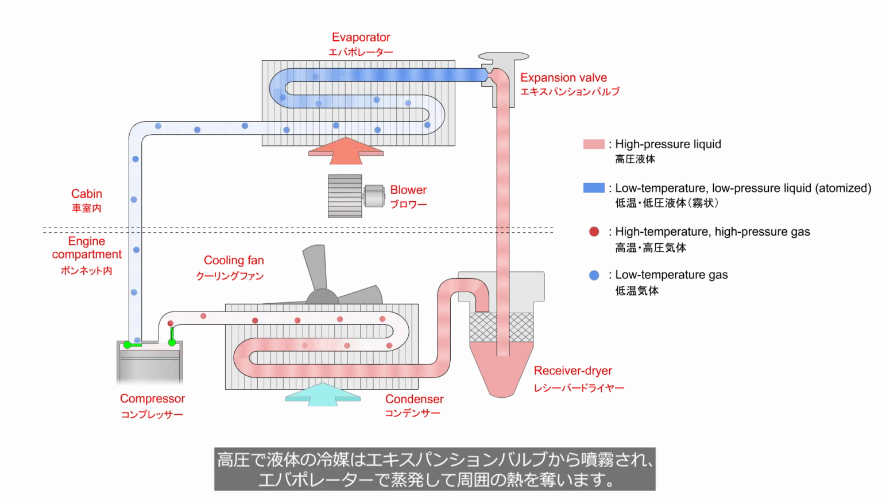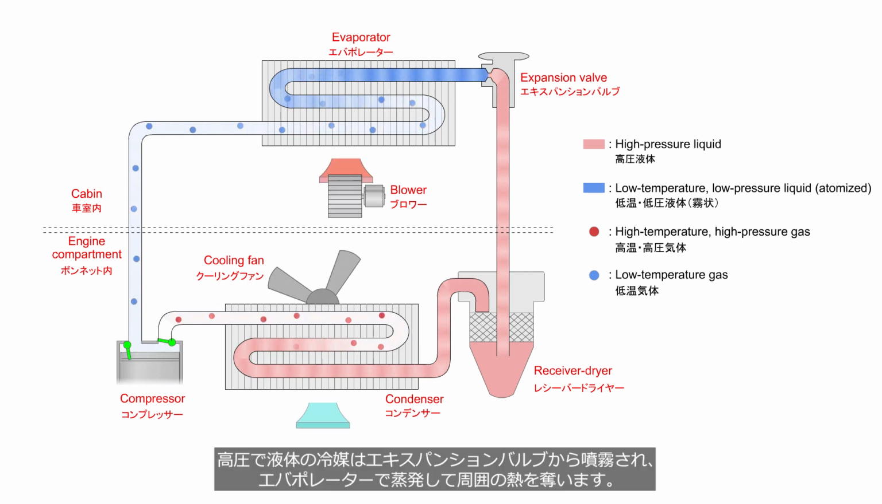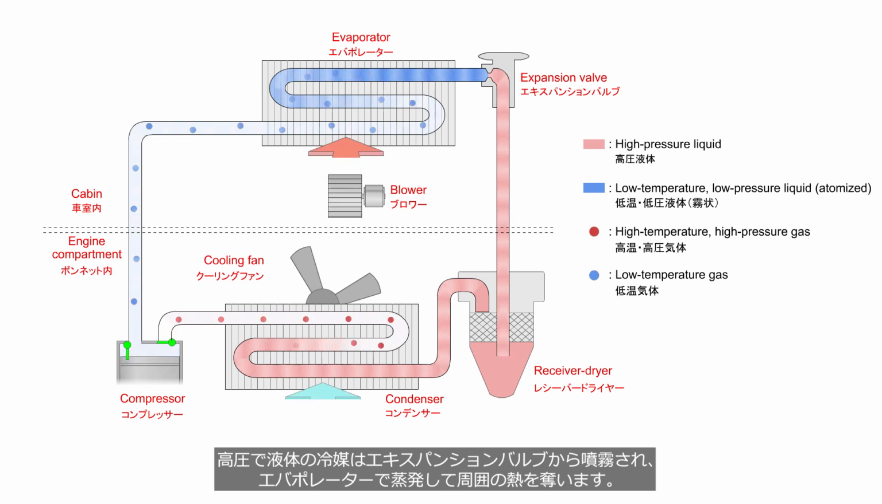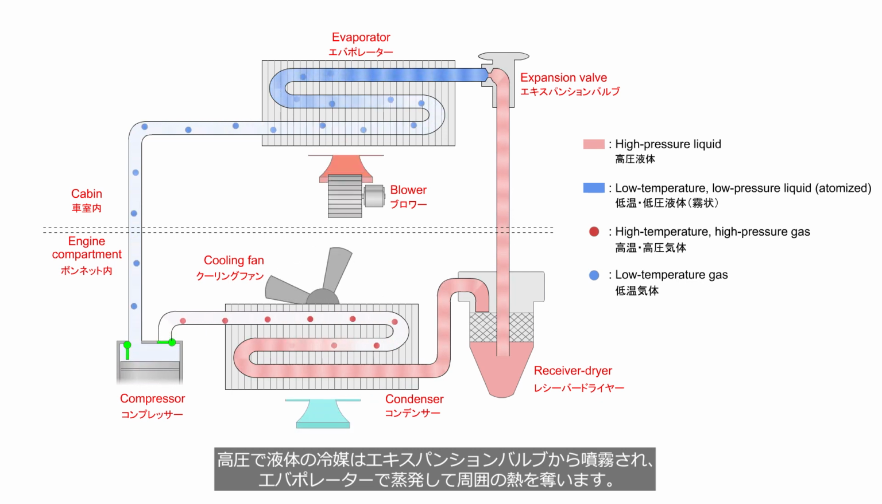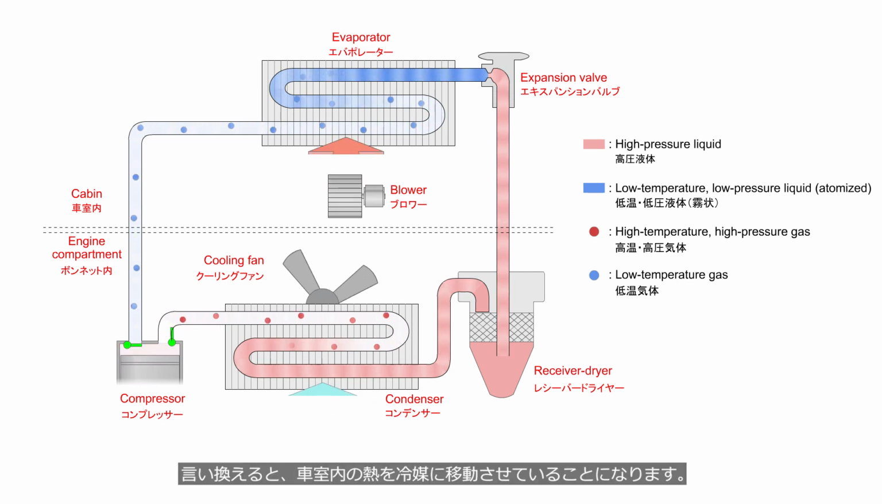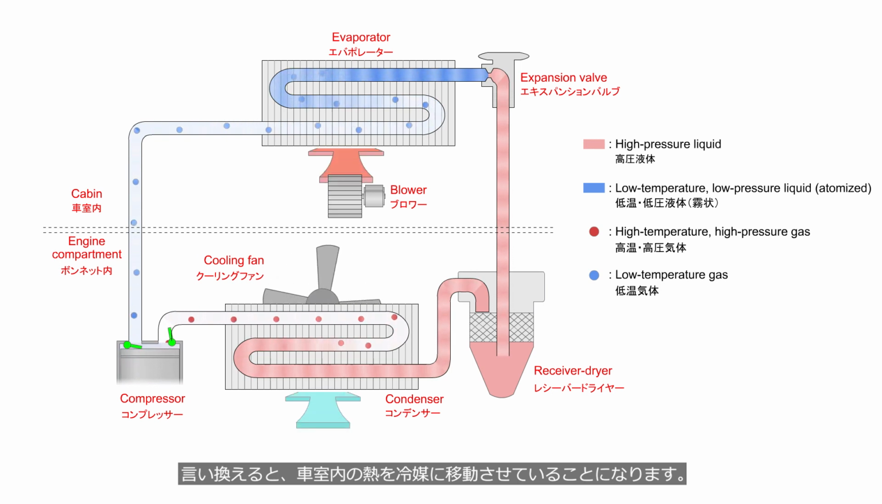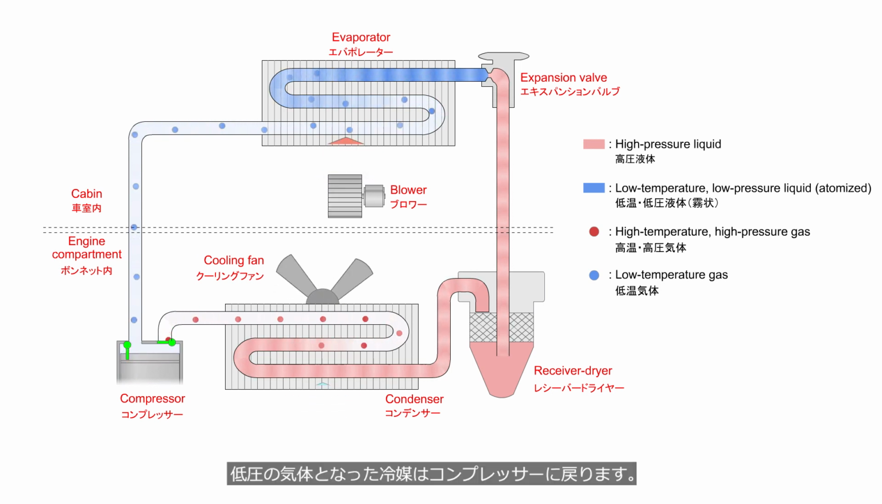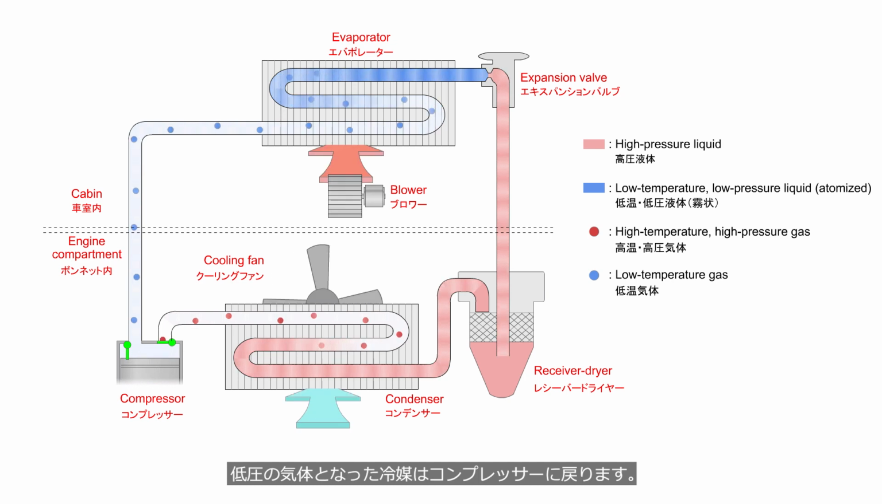The high-pressure liquid refrigerant is sprayed through the expansion valve, evaporating in the evaporator and absorbing the surrounding heat. In other words, it transfers the heat from the car interior to the refrigerant. The low-pressure gaseous refrigerant returns to the compressor.